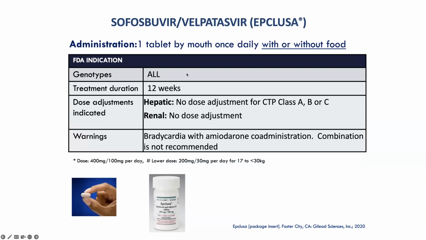sofosbuvir/velpatasvir, or Epclusa. So this also works for all genotypes. Here, the treatment duration is 12 weeks. There's no 8-week option here, just 12. Again, no concerns if they have cirrhosis, no concerns if they have renal disease. They work very well. There is one caveat you need to be aware of in terms of drug-drug interactions, and that amiodarone co-administration will lead to bradycardia, so it's contraindicated.